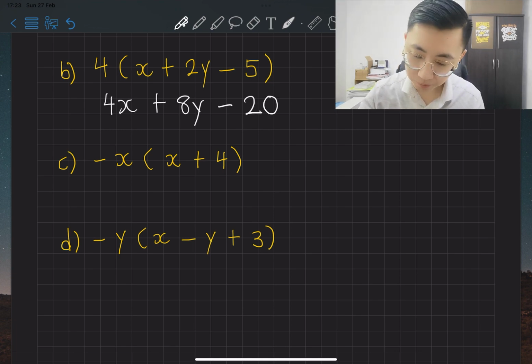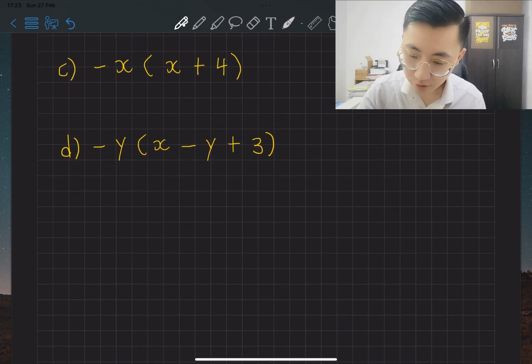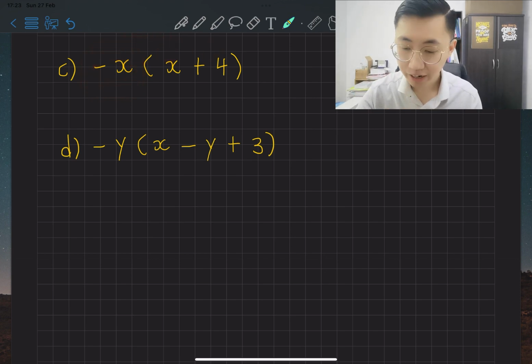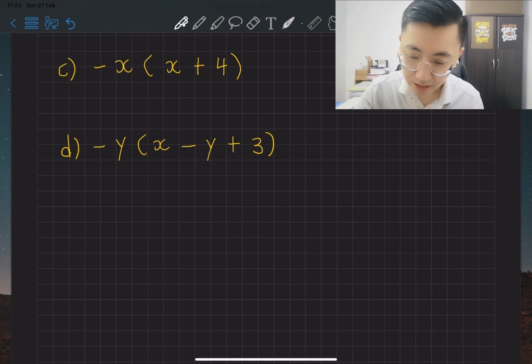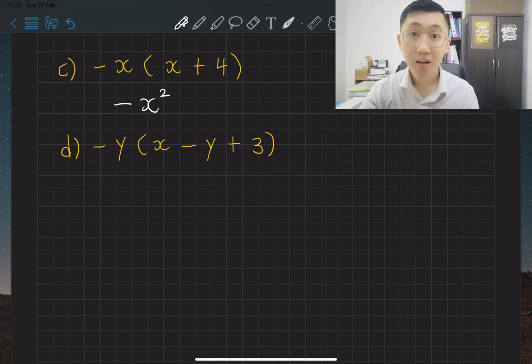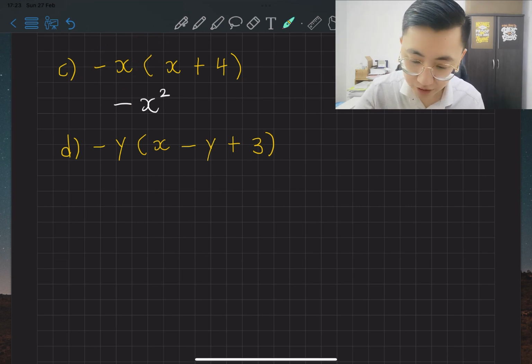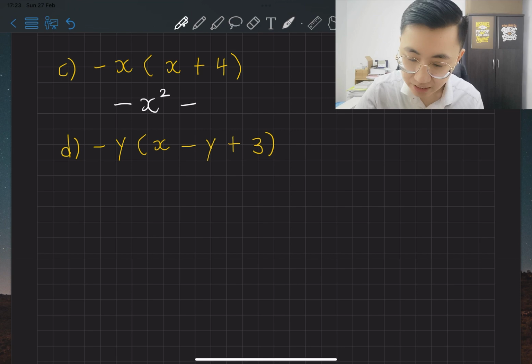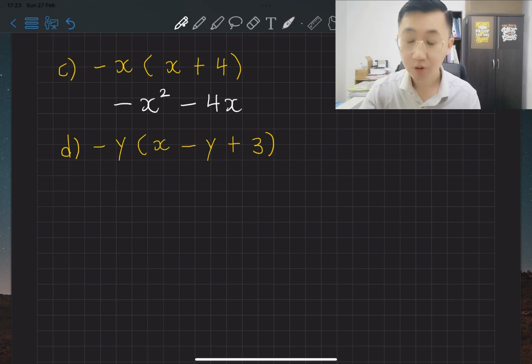Okay, let's move on. Question C. This one has negative x. Need to multiply in with the things inside the bracket. Be careful. So negative x times x will give you negative x squared. Now continue. Negative x will need to multiply with a positive 4. That will give you minus 4x. And that will be the answer for C.